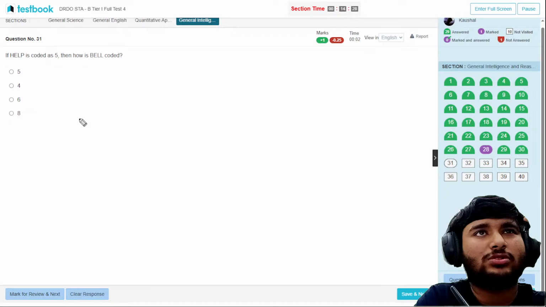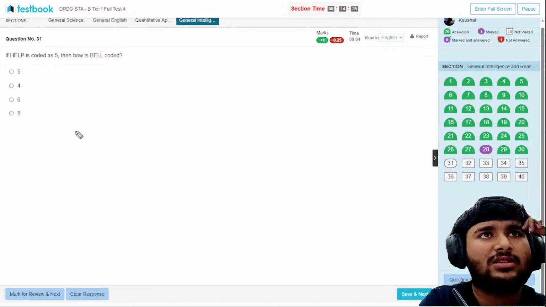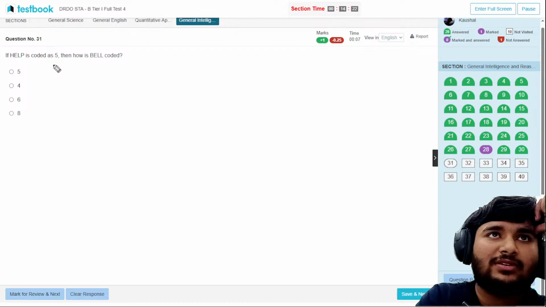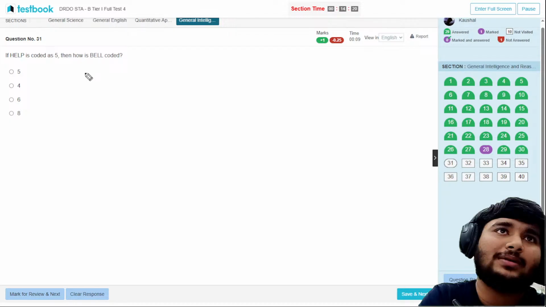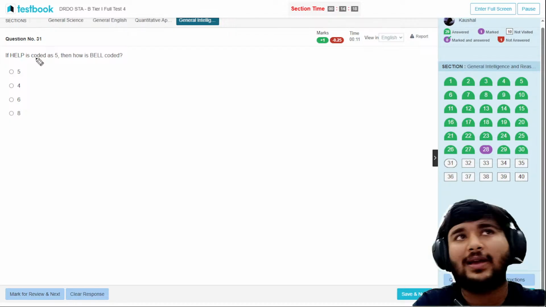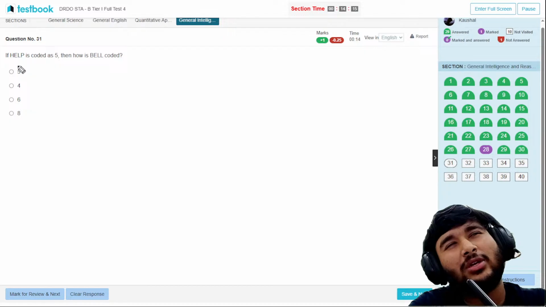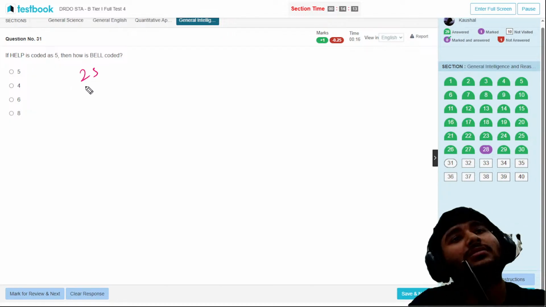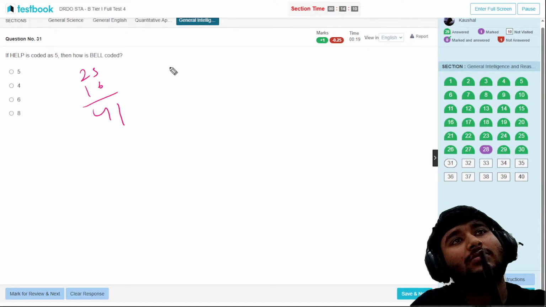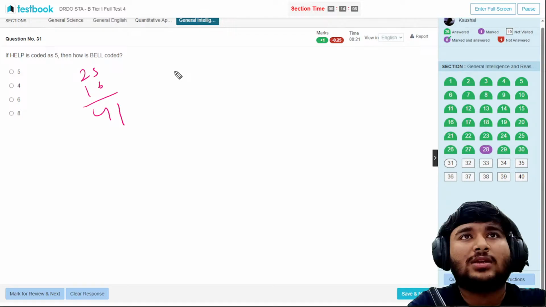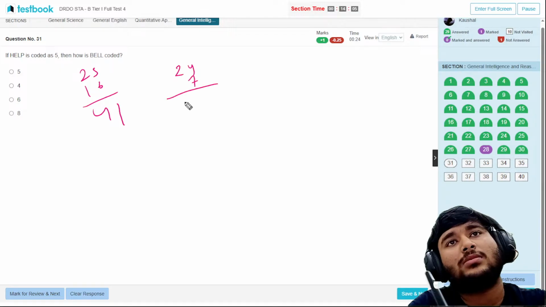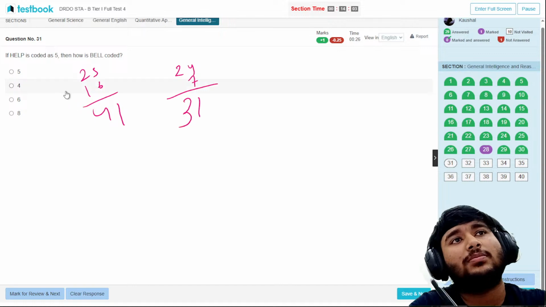Help is coded as 5. Bell is coded as... 4 वर्ड है इसलिए 5, तो ये भी 4 वर्ड है इसलिए 5 हो जाएगा. तो ये तो बहुत ही बेकार लॉजिक होगा. 8 5 13 13 25 25 16. 41, 4 plus 1. 2 5 7 7 plus 24. 31, 3 plus 1 4.